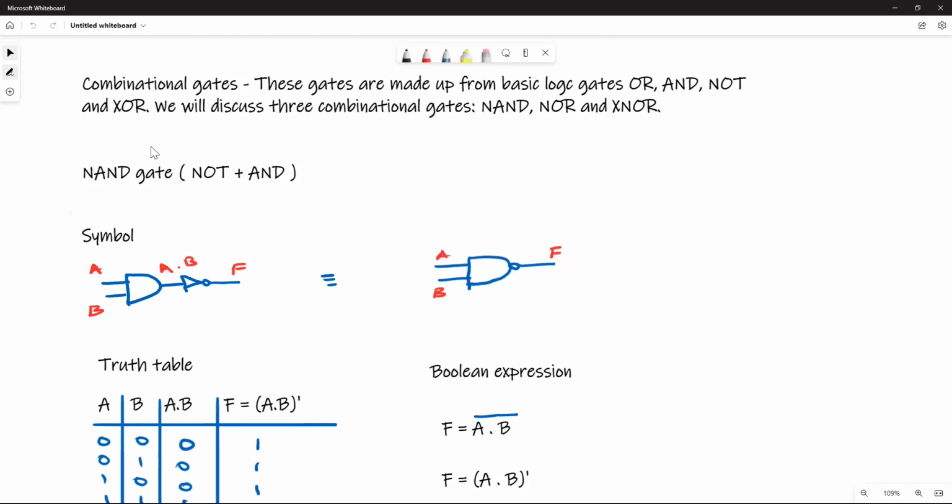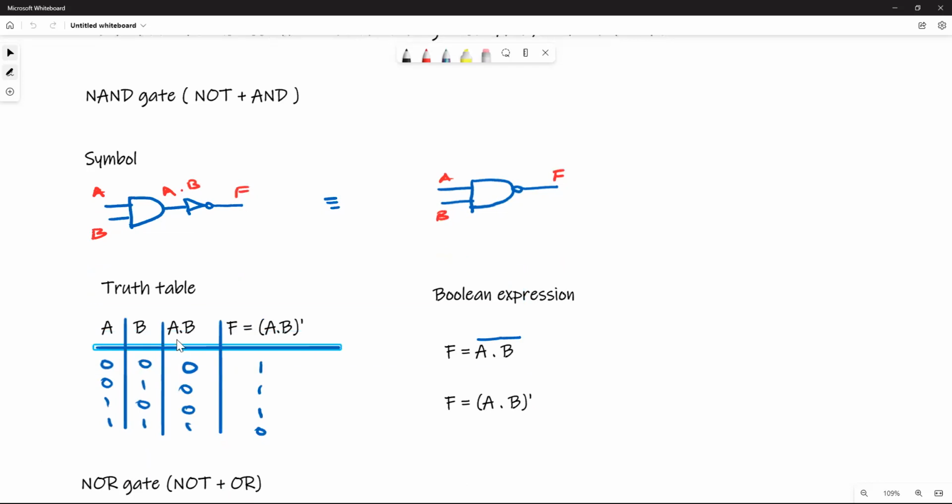Now the combinational gates. That means when you combine these four logic gates together, we can create more gates, for example NAND gate, NOR gate, and exclusive NOR gate. The NAND gate, we know, is a NOT and AND gate, and the symbol is similar to this one. The Boolean expression is A dot B whole bar, or A dot B dash.